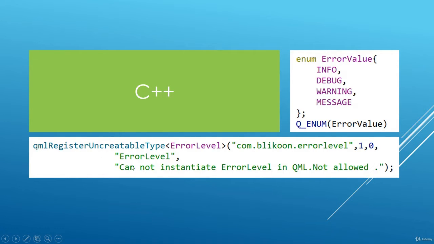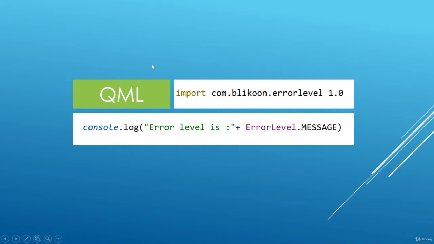When you try to create this type in QML, you're going to see this error here, and you should make it as descriptive as possible. In QML, you need to import your module, and you can access your enum values like this. We're going to go to Qt Creator and play with this.